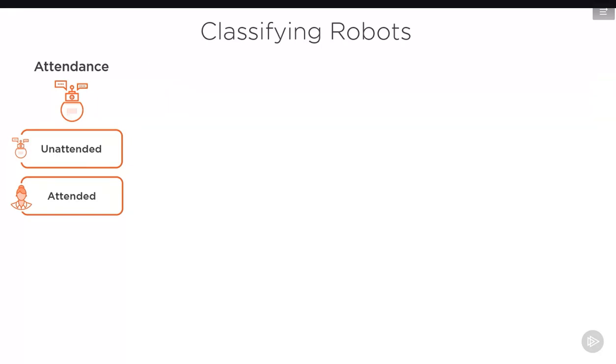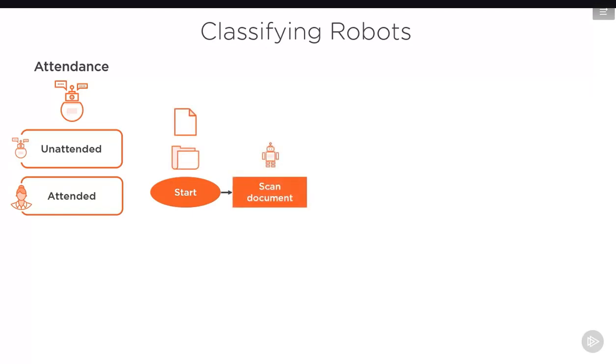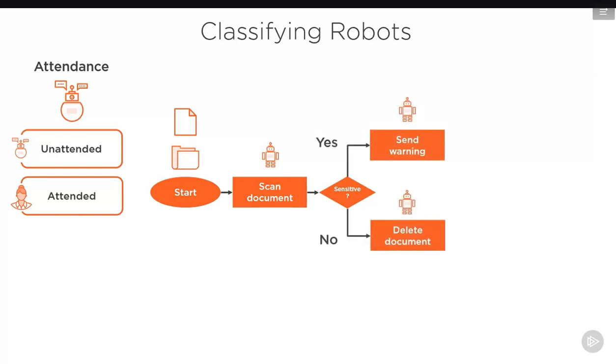When we look at attendance, you have an unattended and an attended robot. To give an example of an unattended robot, let's say we have a process that starts when a file ends up in a specific folder. In that case, the software robot scans the document, and it determines, based on some business rules, whether or not this document has sensitive information. If it does, the software robot sends a warning to the user. If it does not, it deletes the document from the folder and everything is good to go.